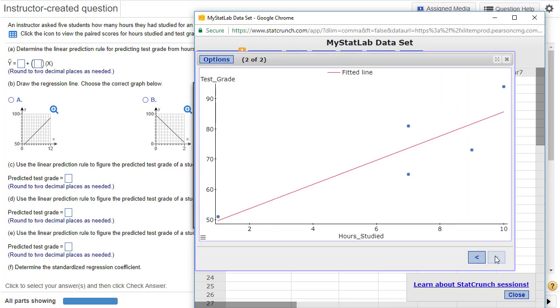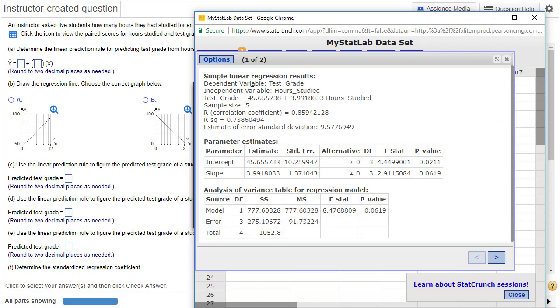And we can scroll over. We can see our line. It's roughly linear, though with only 5 data points it's kind of hard to know. I think this text assumes you're going to be doing this by hand, and we're not doing this by hand. So here is our formula: test grade equals 45.66 plus 3.99 times hours studied.